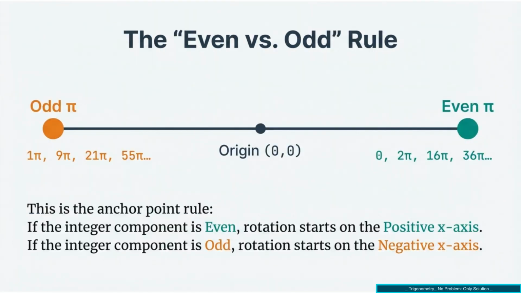The even versus odd rule establishes the anchor point. If the integer component is even, the rotation starts on the positive x-axis. If the integer component is odd, the rotation starts on the negative x-axis.